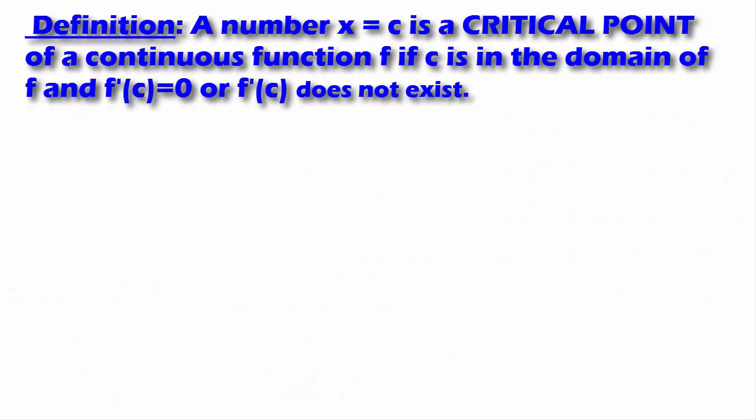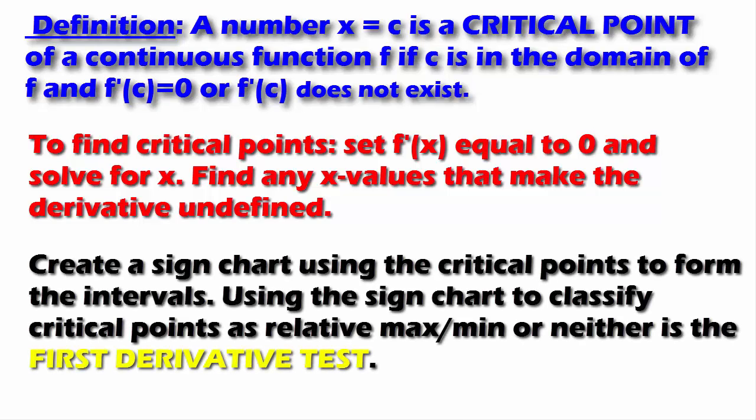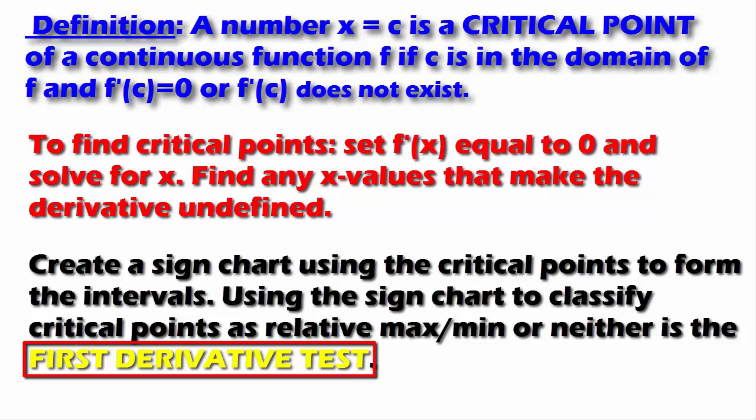In general, a number x equals c is a critical point of a continuous function f if c is in the domain of f and either f prime of c is 0, as in our case, or f prime of c does not exist. Since our function is a polynomial, there are no values such that f prime of c does not exist. So for our function, any critical points come from setting the derivative equal to 0 and solving for x. Then this sign chart that we construct around these values allows us to classify the critical points as relative minima, relative maxima, or neither. This process is called the first derivative test.